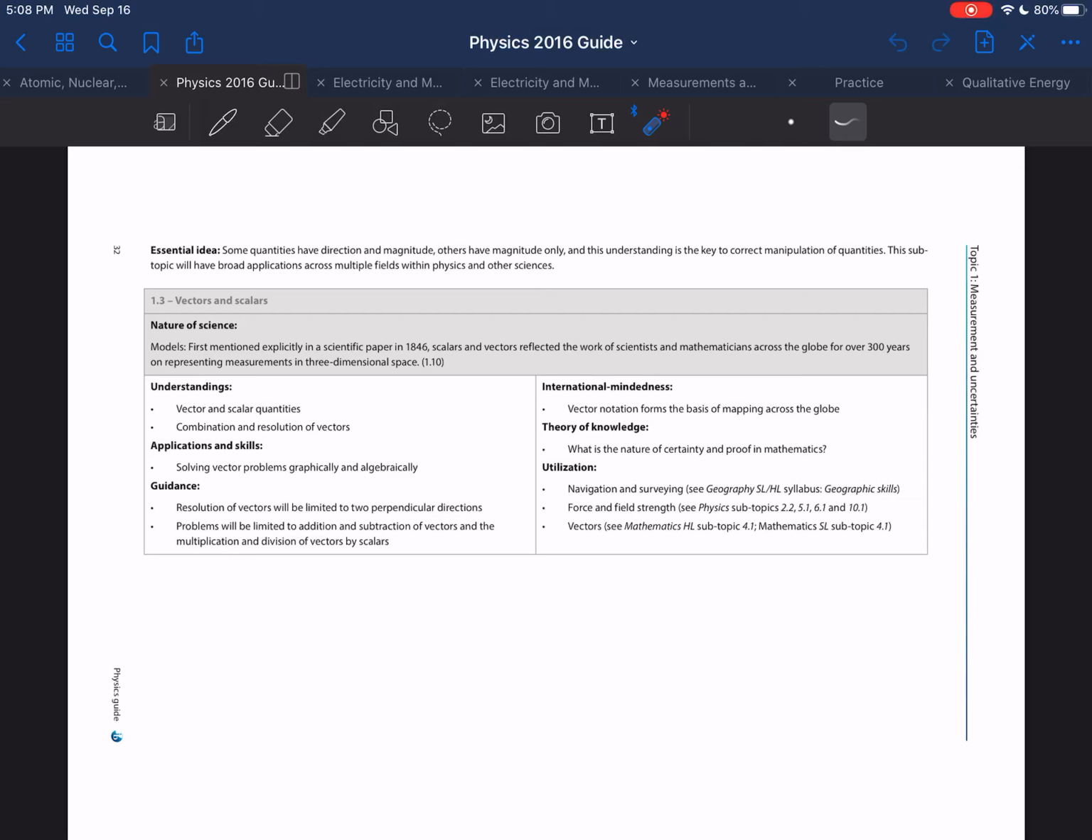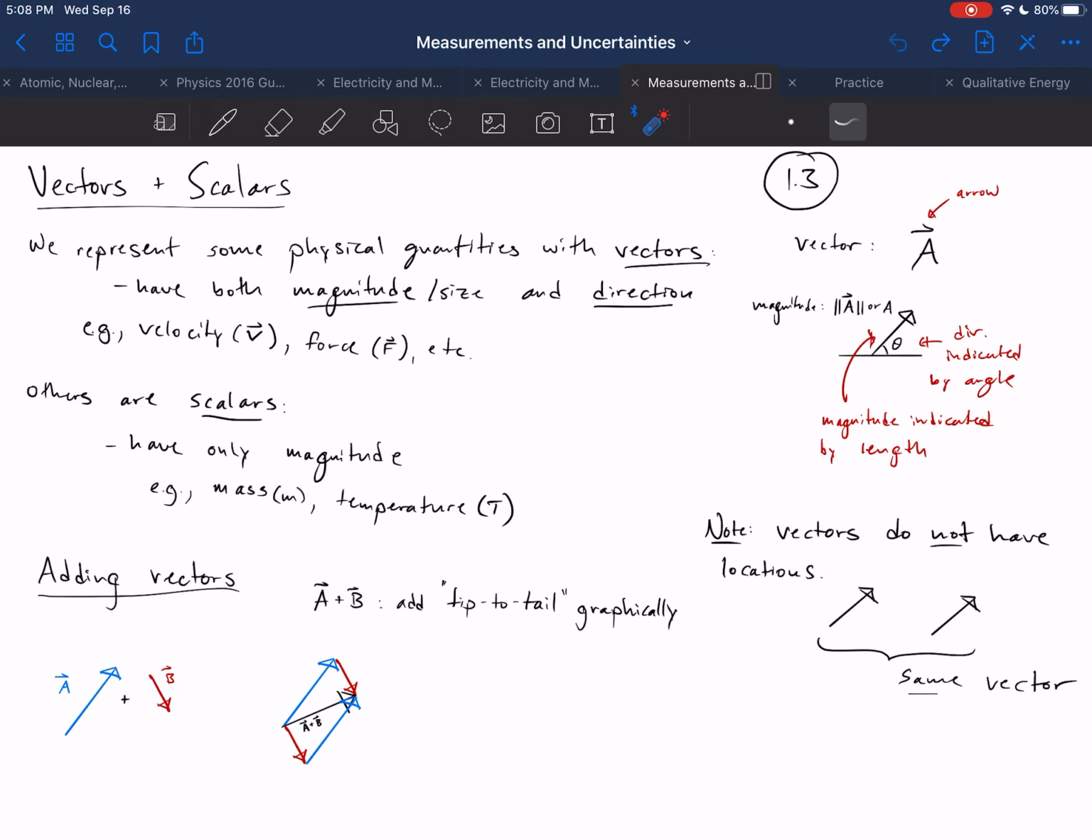Hello everyone! In this video we will continue to examine topic 1.3 vectors and scalars, and in particular look at some applications of adding vectors. Alright, so as discussed, any sort of vector quantities add like arrows do. That is, how do arrows add? Well, they add tip to tail graphically.